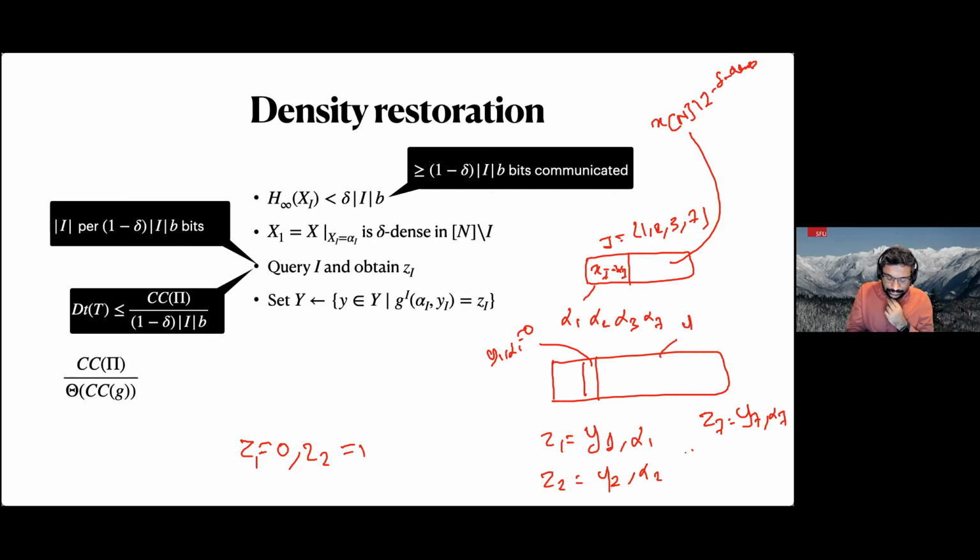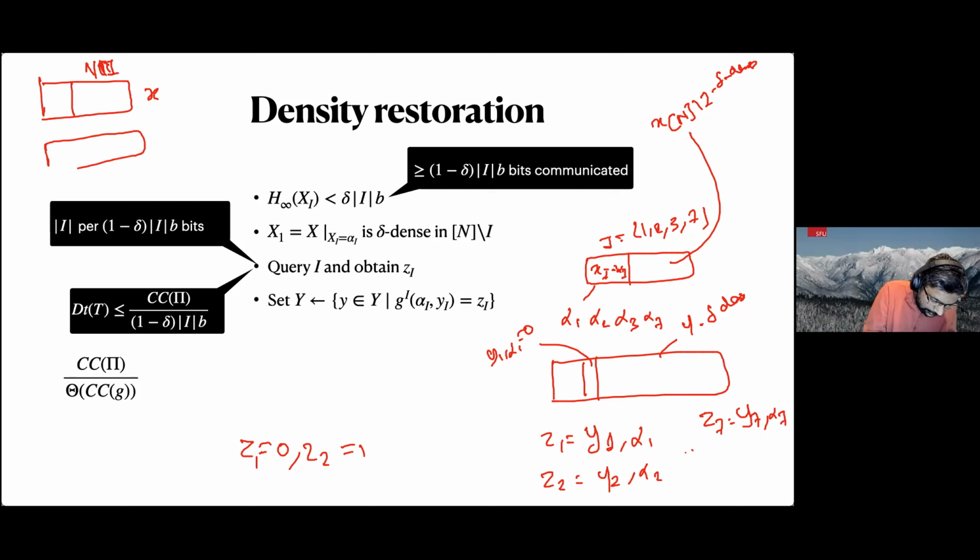And Y was originally delta dense on all blocks. But by doing this conditioning, we are removing some set of Y's, and we don't want this set of Y's to affect the density of Y on n minus I. So after cleanup, we ideally would like to have the situation where X on n minus I and Y on n minus I has delta density.